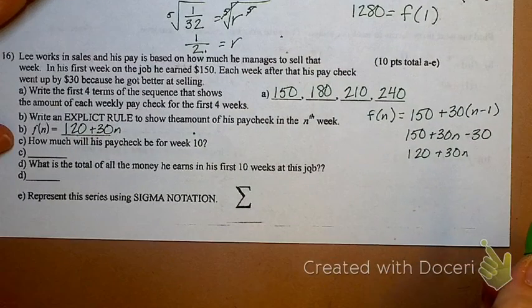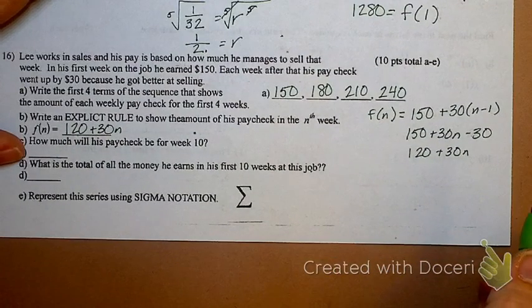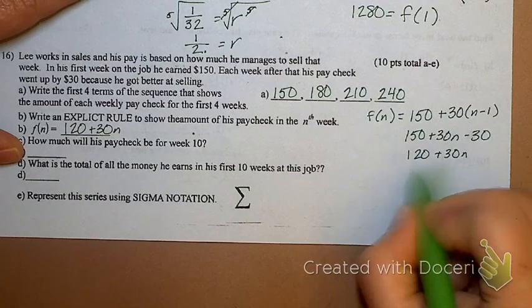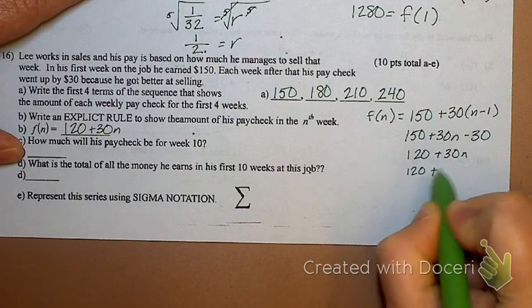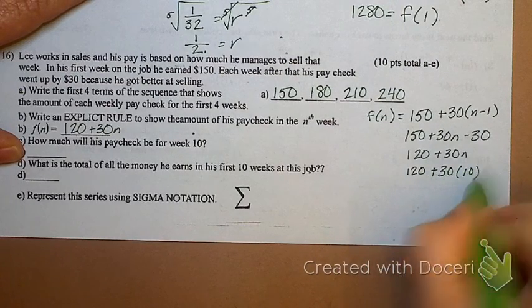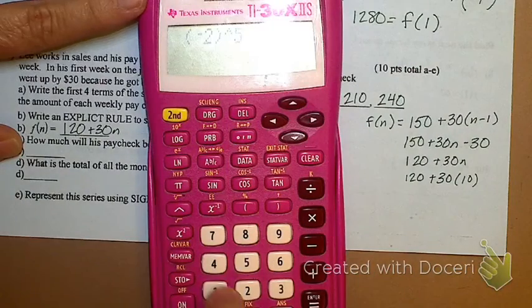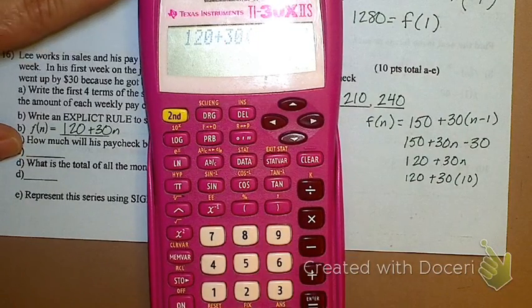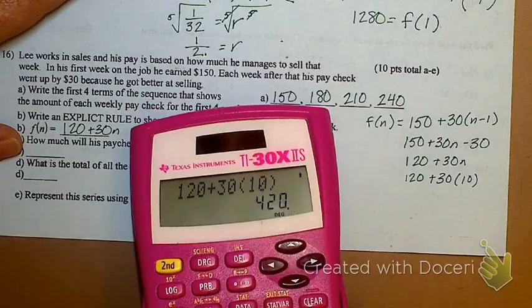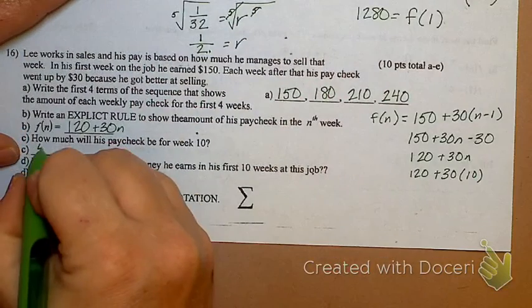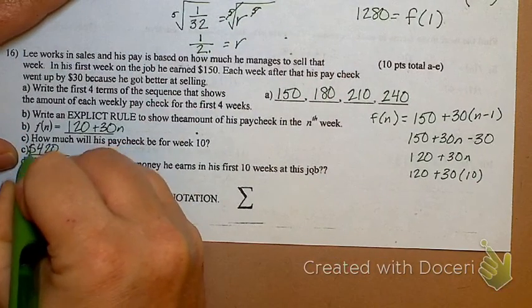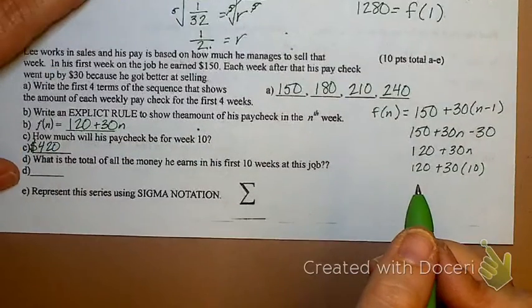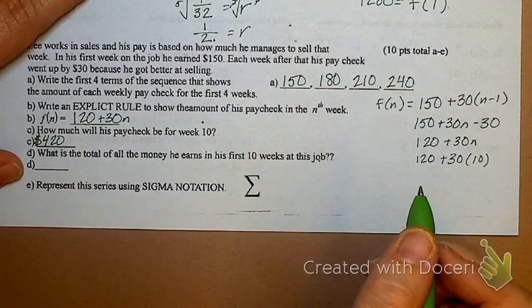How much will his paycheck be for week 10? What do I do? Plug in 10. 120 plus 30 times 10. $420. Dollar sign goes in the front, reminder. I did grade 1 that had the dollar sign in the back.